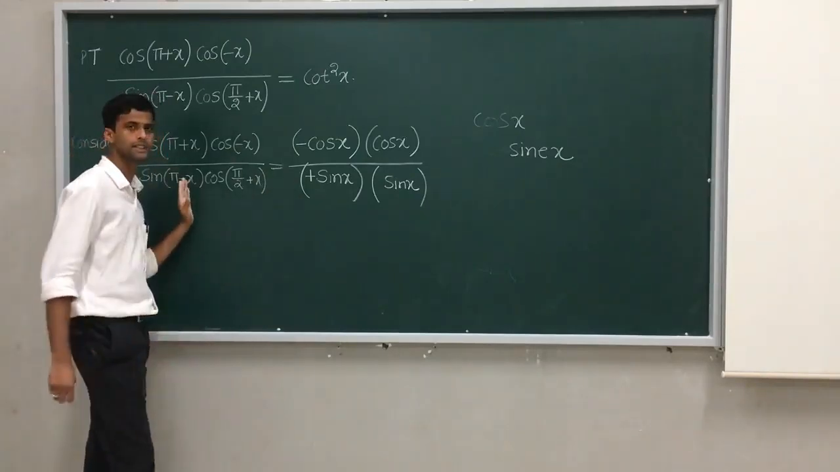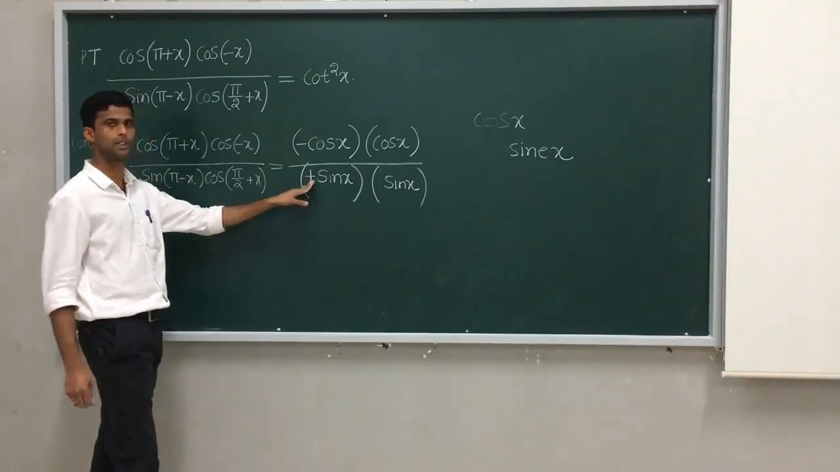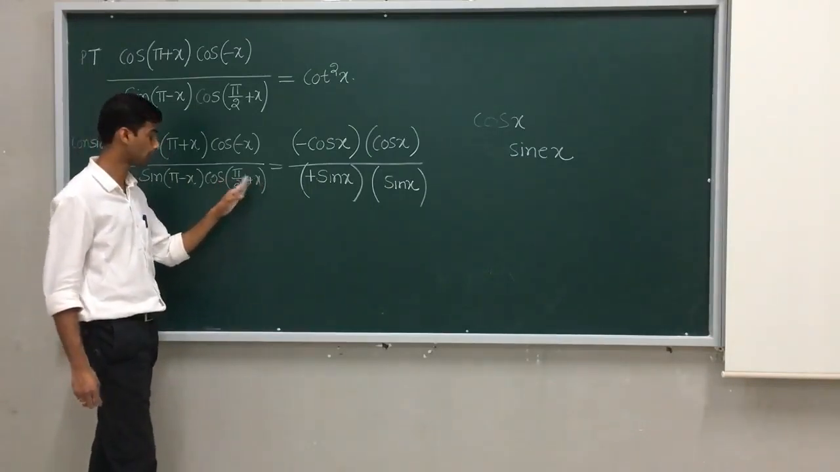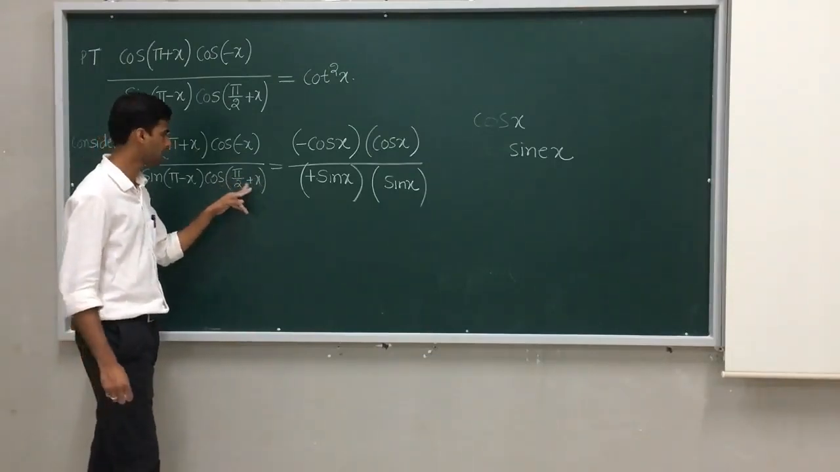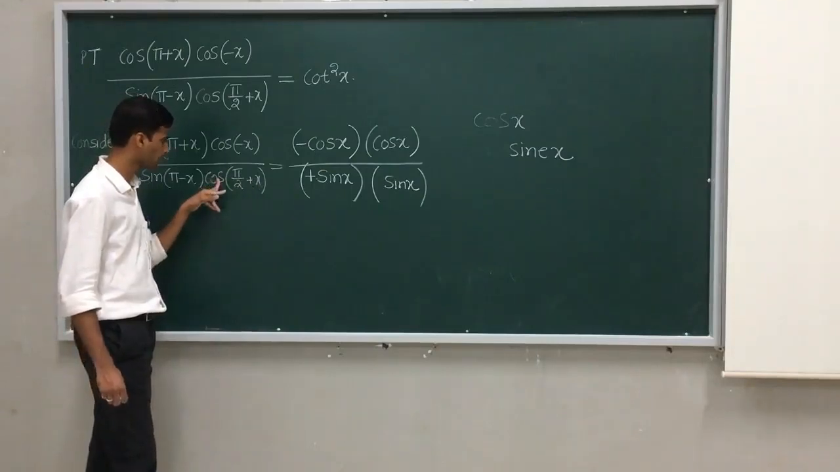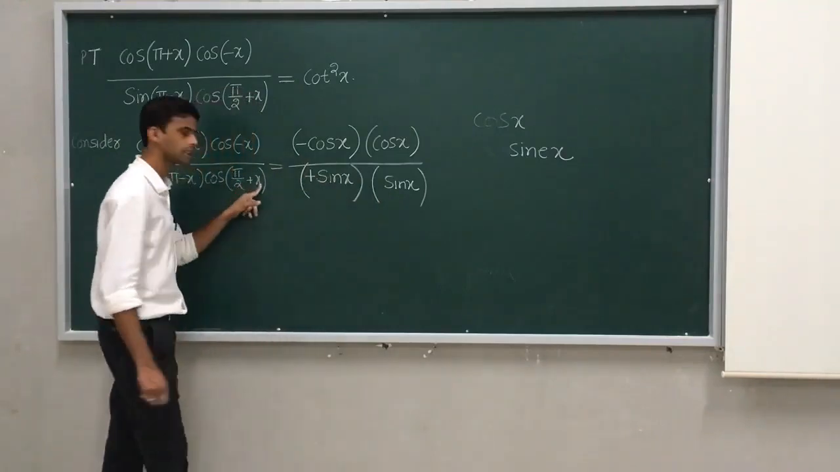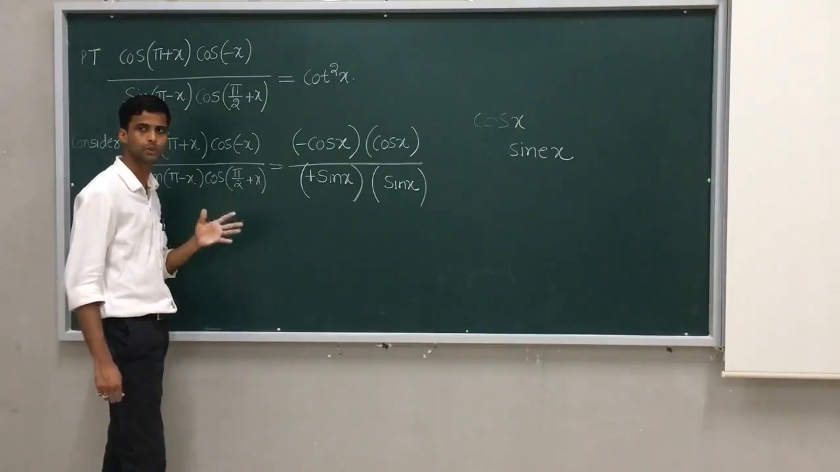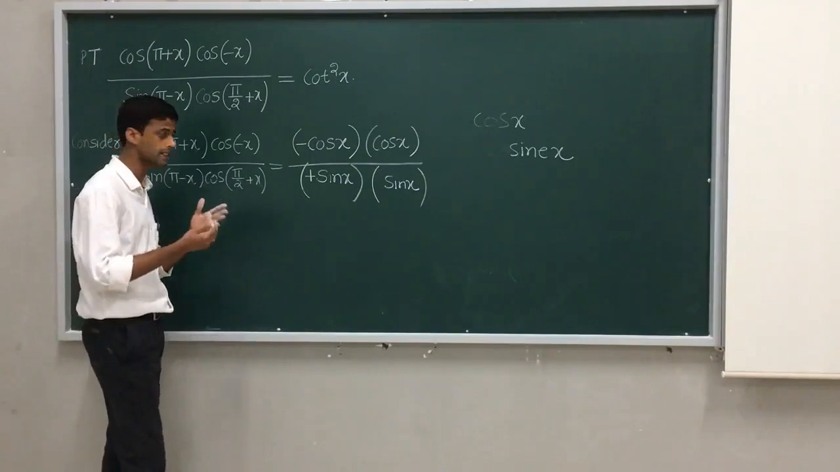180 minus means it is second quadrant. In the second quadrant, sin is positive. Then cos of 90 plus: 90 plus means 1 into 90, so co becomes sine. Remove co, you will get sine. And 90 plus means second quadrant. In the second quadrant, according to ASTC, cos is negative.